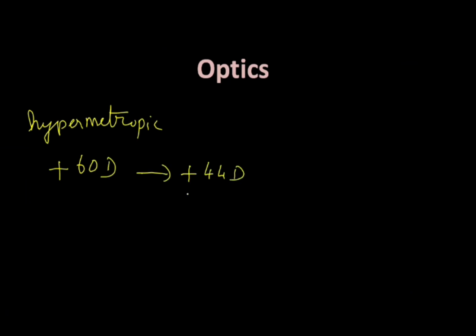So what happens to the optics in aphakia? First of all, people will become hypermetropic. So therefore the power is hypermetropia. And next, the power of the eye will come down from plus 60 diopters to plus 44 diopters. Finally, there will be total loss of accommodation. So these are the changes in optics in aphakia.